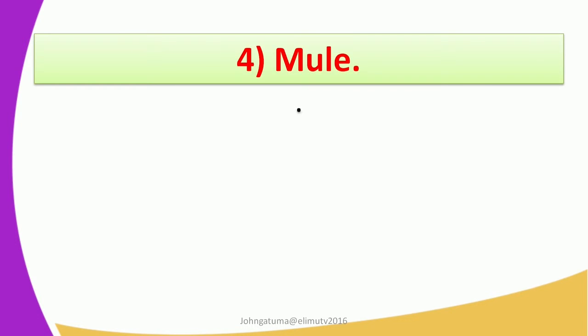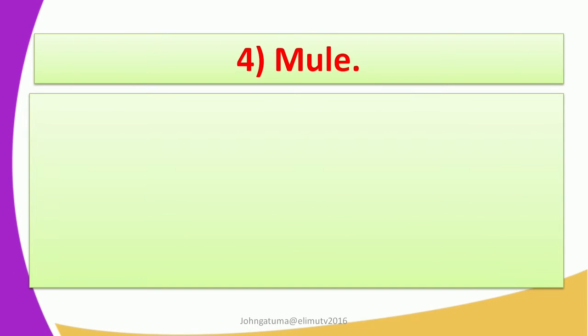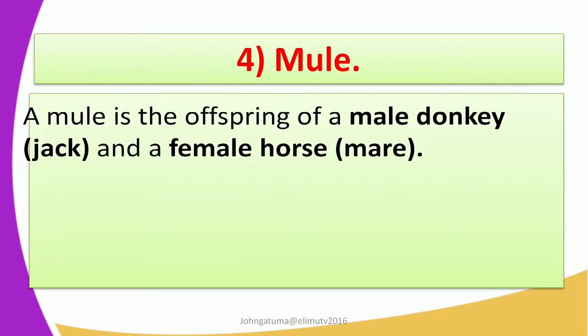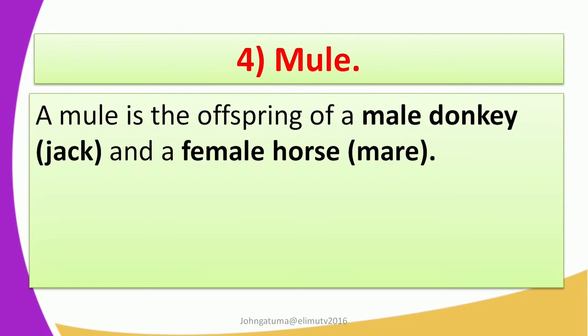Another animal, fourth, we have the mule. You spell this one as mule, and a mule is usually the offspring of the male donkey, that is the jack, and the female horse, that is known as the mare. So the combination of the jack and the mare gives birth to what we call the mule.